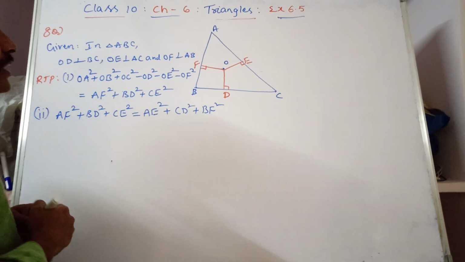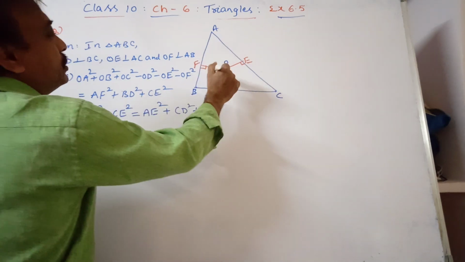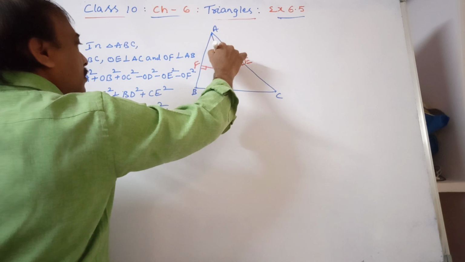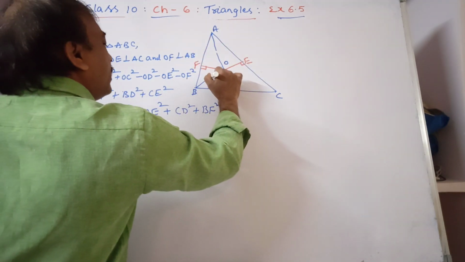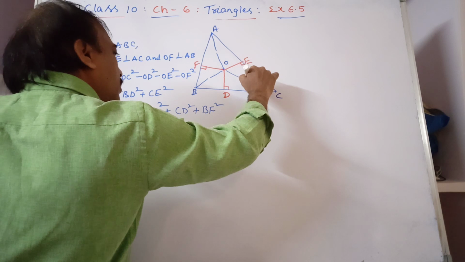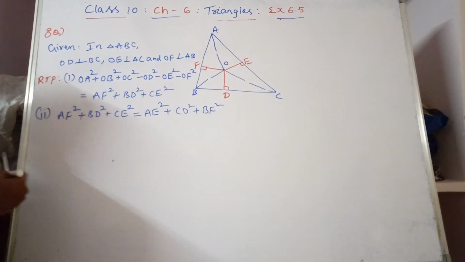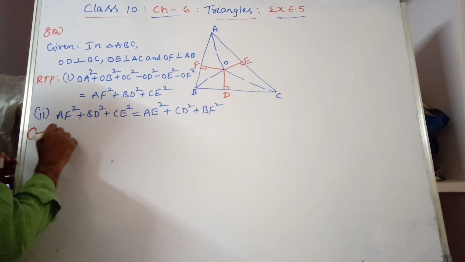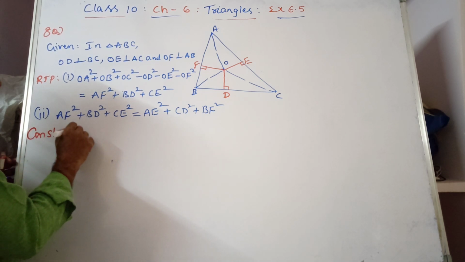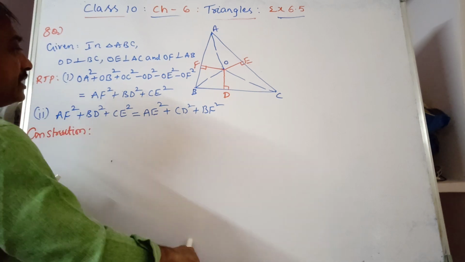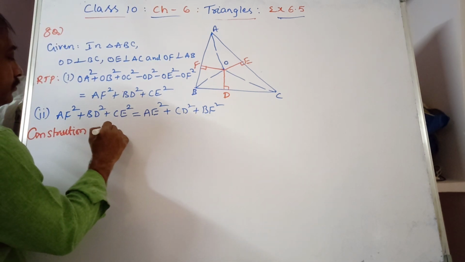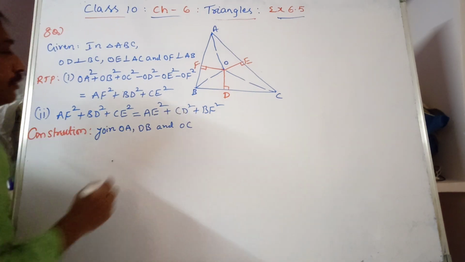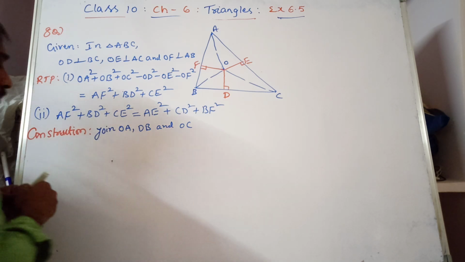To prove this, we require some construction, that is, join OA, OB and OC. Okay, that is the construction. Construction: join OA, OB and OC. Now the proof.